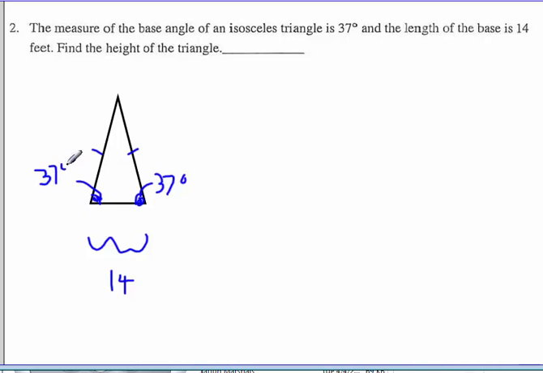The base angles of an isosceles triangle are congruent because two sides are congruent. If two sides are equal, the angles opposite from those two sides are equal as well. Anyhow, we've got that. Now this doesn't typically look like a right triangle. I don't see a right angle, but I'm about to. Find the height of the triangle.